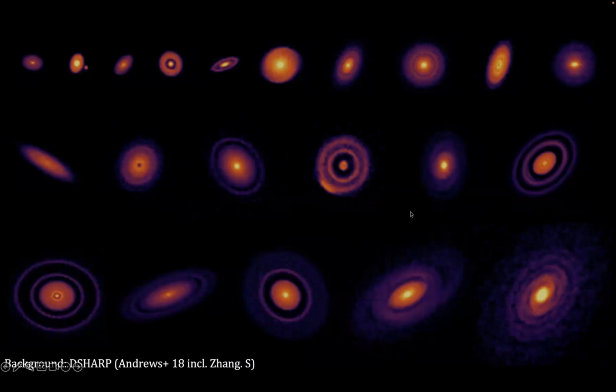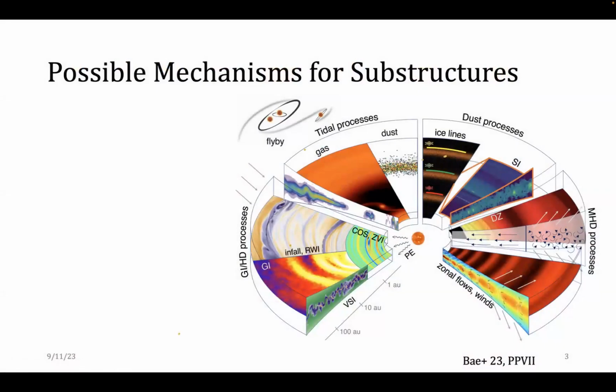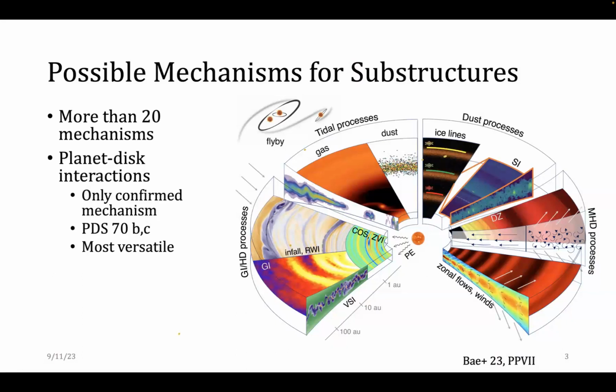To date, we have observed more than 100 protoplanetary disks in relatively high resolution, and we find that these kinds of gaps and rings are very common. So you might wonder what causes these substructures, and there are so many mechanisms, more than 20 of them. But today, I'd like to first focus on planet-disk interactions because it is the only confirmed mechanism.